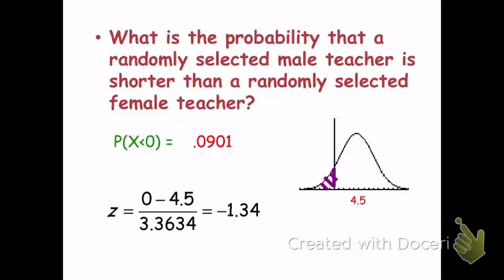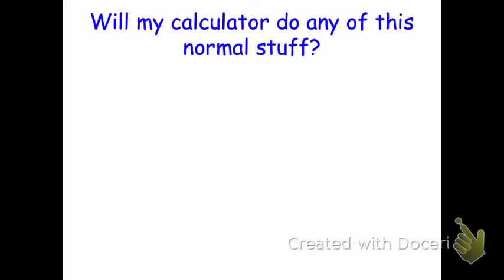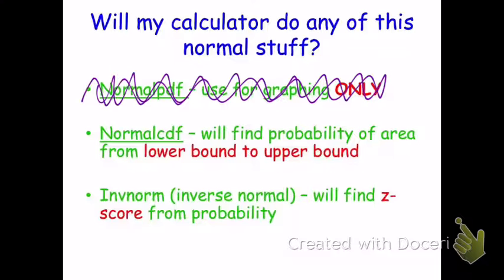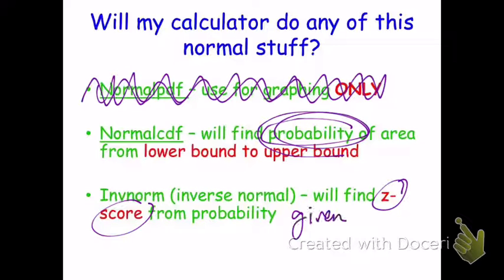And this right here, the z-score thing, remember that's the long way. You don't have to do it the long way. So here's just kind of a sum of all the things that we learned on the calculator. We don't use normal PDF, so you can just cross that out, because we don't graph. Normal CDF is whenever it asks you to find the probability. Inverse norm is whenever you're trying to find a z-score, like if you're given a percentile.